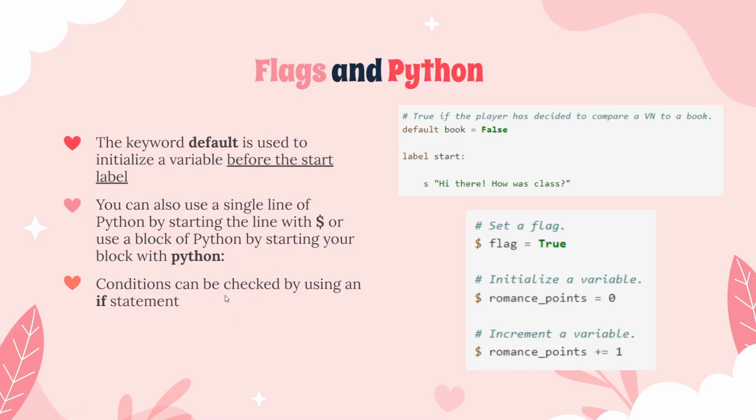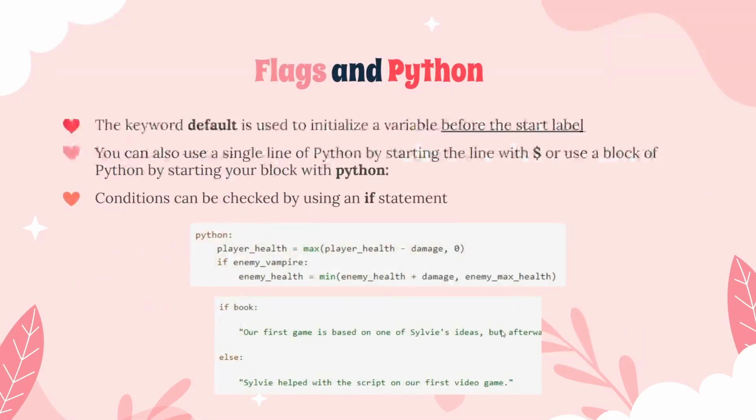And then conditions, you can check those flags and variables you created using an if statement. So right here is a line of Python where the variable flag equals true. This one is an example of an integer rather than a true false: a line of Python where it declares romance points equals 0. If you want to increase romance points by 1, this is how you do it, romance points plus equals 1. And this is an example of the Python block if you want to do more than a single line. Like I said, you just write python and the colon, and then write whatever code you want here.